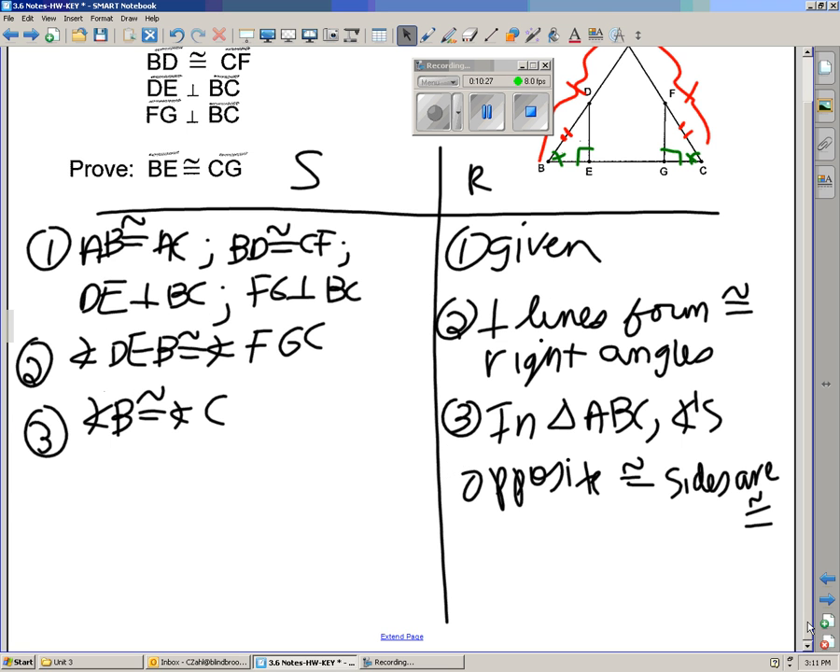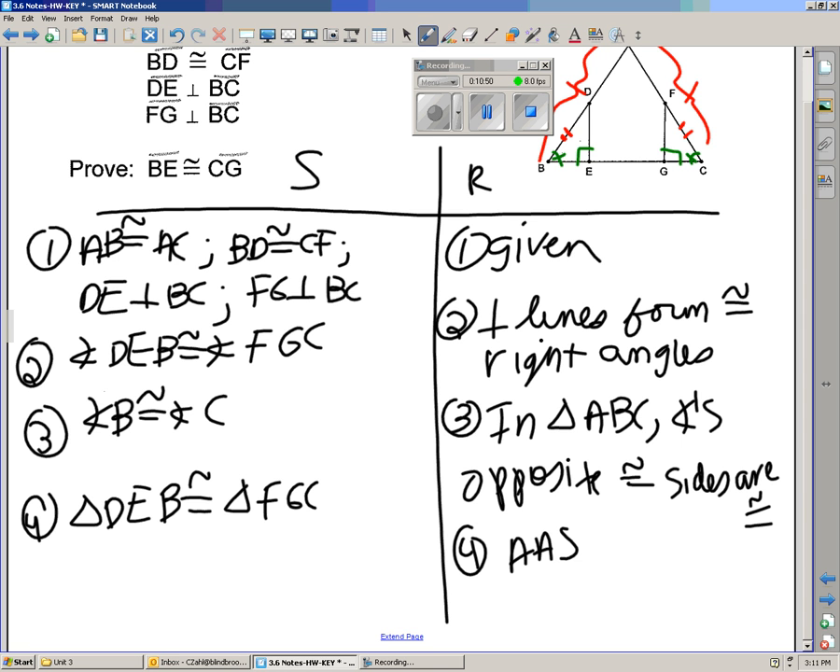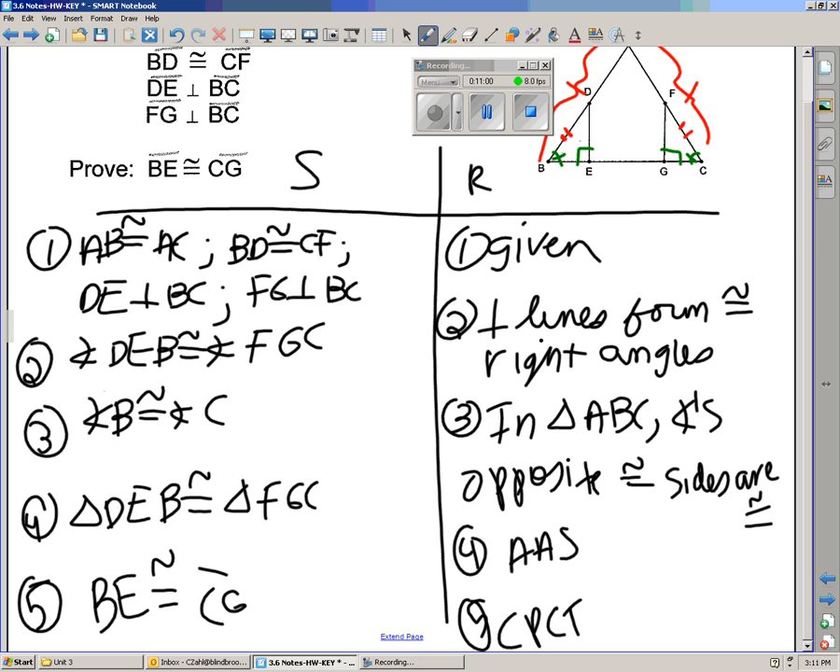So I'm going to bring this up a little bit. Number 4, we know that triangle DEB is congruent to triangle FGC, and we know the reason here is because of AAS. And then we have BE is congruent to CG because of those famous 5 letters, CPCTC. All right, so that should be good.